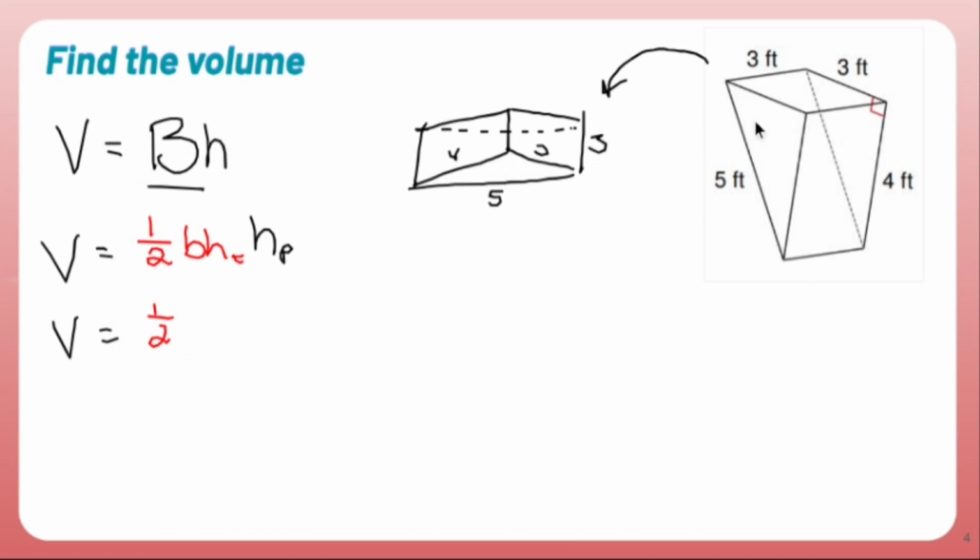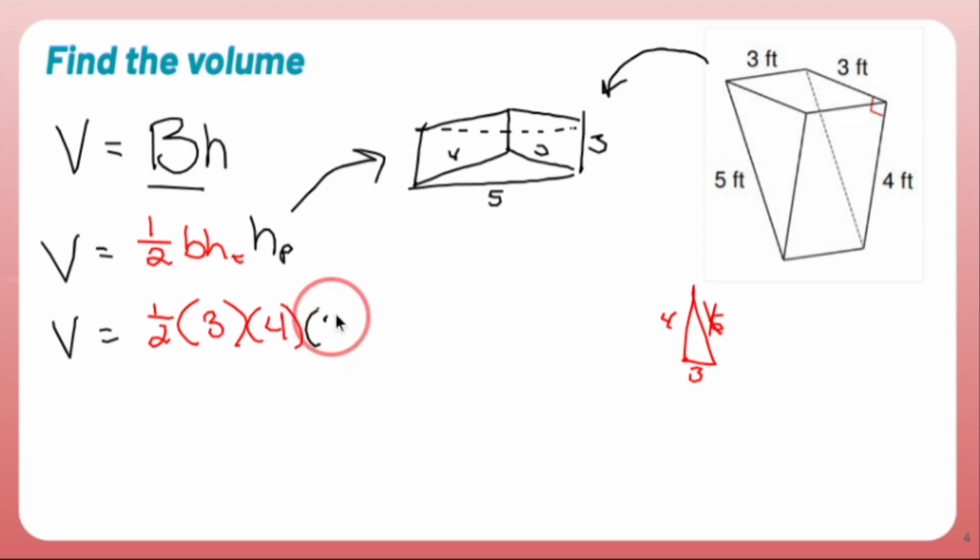So I'm looking at this triangle. If I were to take this and stand it up like so, this triangle would have a base of 3, a height of 4, and a hypotenuse of 5. Which one of these don't I need? The 5. So if I'm looking at the triangle, it's 1/2 times base, which is 3, times height, which is 4. So that takes care of the area of the triangle part. Now the height of my prism goes back to the picture that I drew over here, which is also 3.